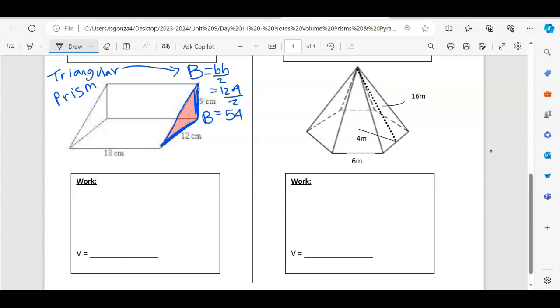All right, y'all aren't going to get tricked by this, right? What's the height of the prism? Who thinks it's 9?